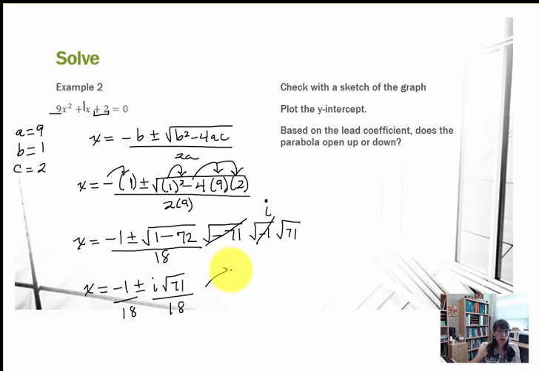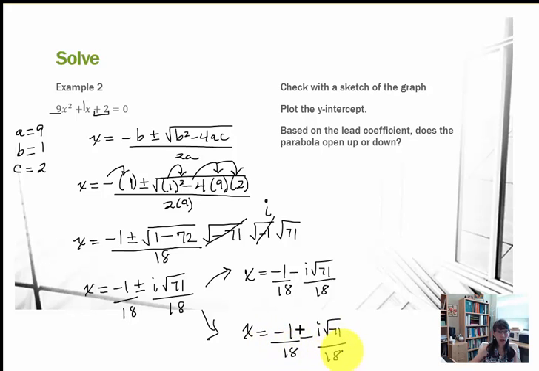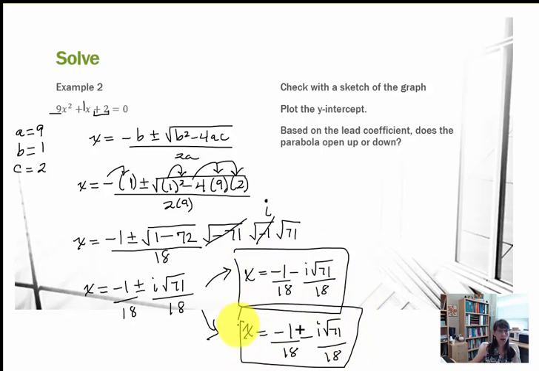So if you'd like to separate those solutions, you would have x equals negative 1 minus i square roots of 71, each divided by 18. And then we have addition. X equals negative 1 plus i square roots of 71, each divided by 18. So again, we have two complex solutions. That means there is no x-intercept.